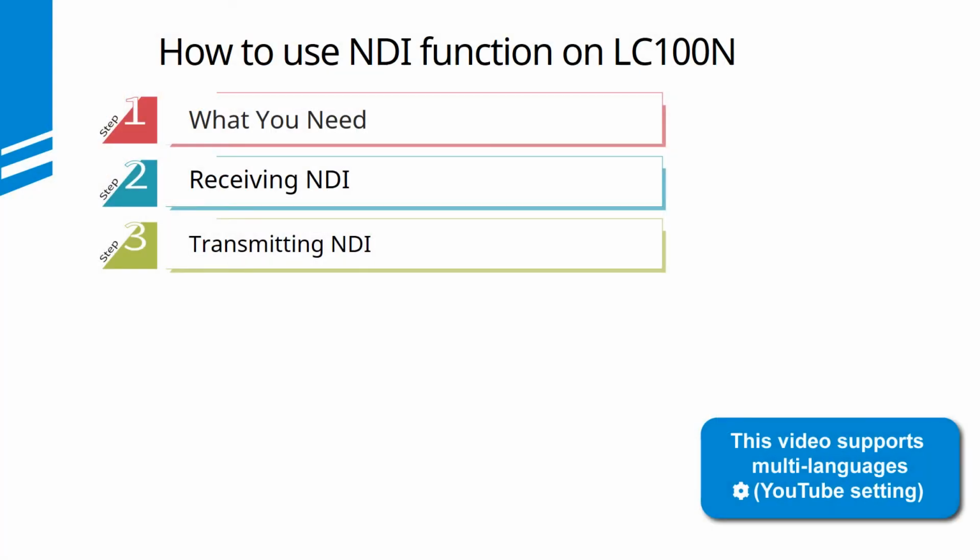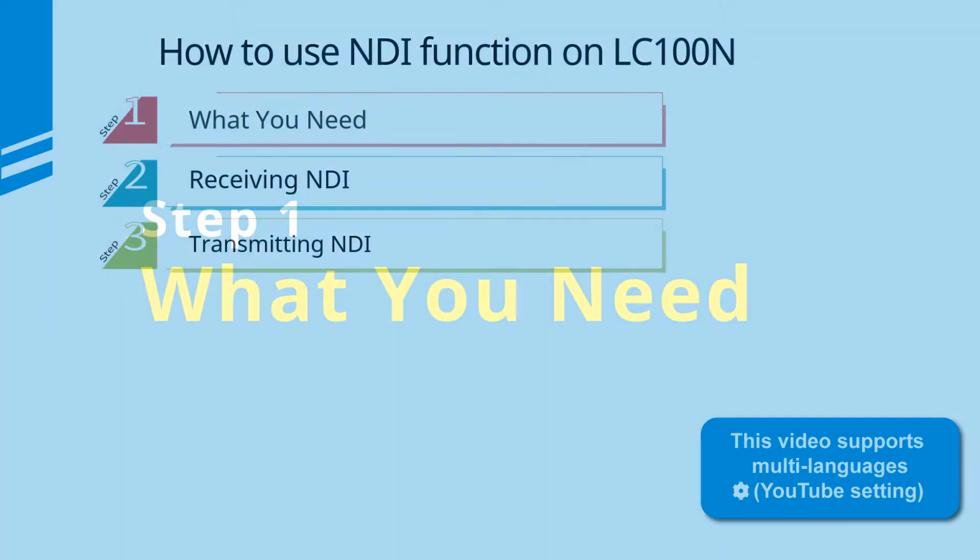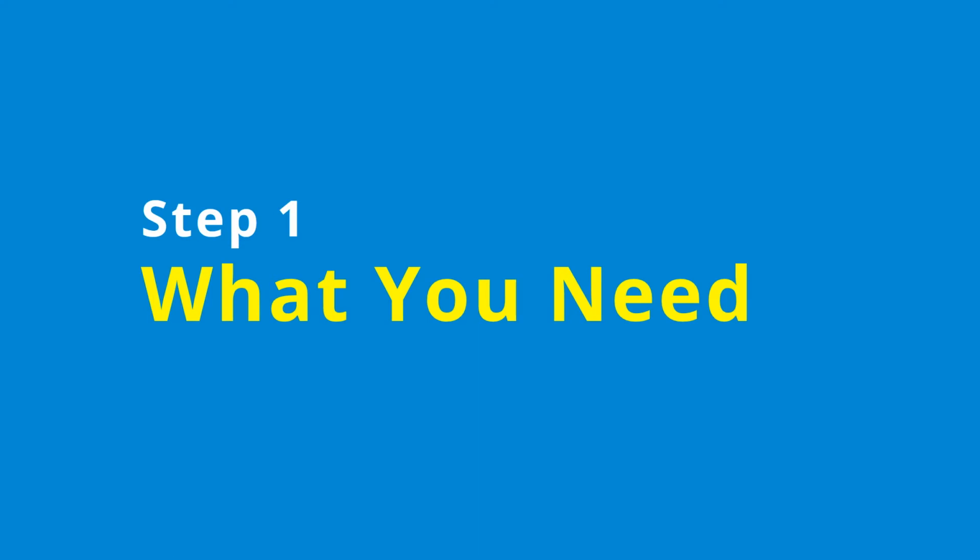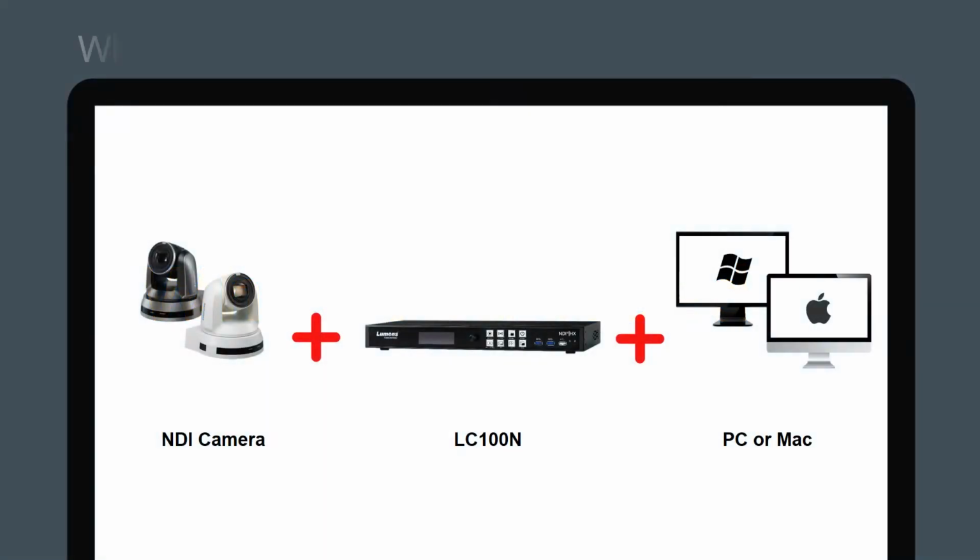This video explains how to use NDI sources with the Lumens LC100N. This video is divided into 3 parts. First, let's take a look at what you need. You will need an NDI camera such as the Lumens VCA51PN. You will also need an LC100N and a computer with NDI software.